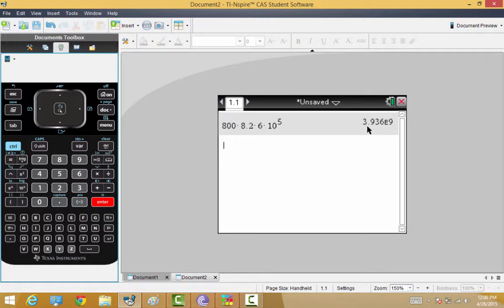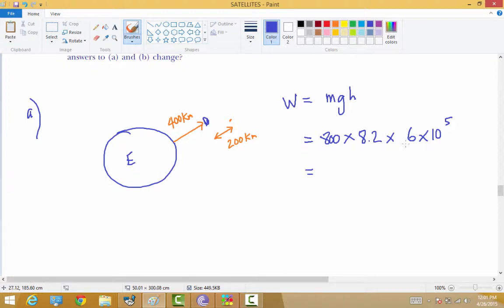that's not the right answer. The reason why is I have used the wrong height. I've used the height of 6. It should have been the height of 2. Right, that should have been 2. It's a mistake because we're going up just 200 kilometers, not 600 kilometers. So change that to 2 instead of 6.